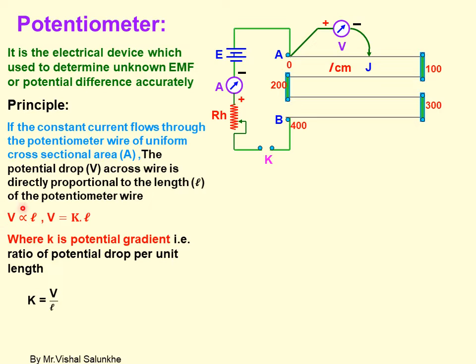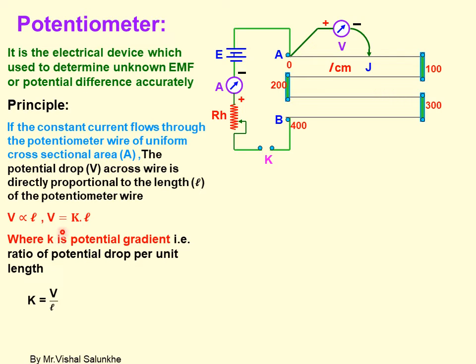Here V is potential drop, meaning how much voltage is decreasing. So this potential drop is directly proportional to length. Means as we increase the length, potential drop will also increase. So in order to remove this proportionality sign, we have to write potential drop is equal to K into L.